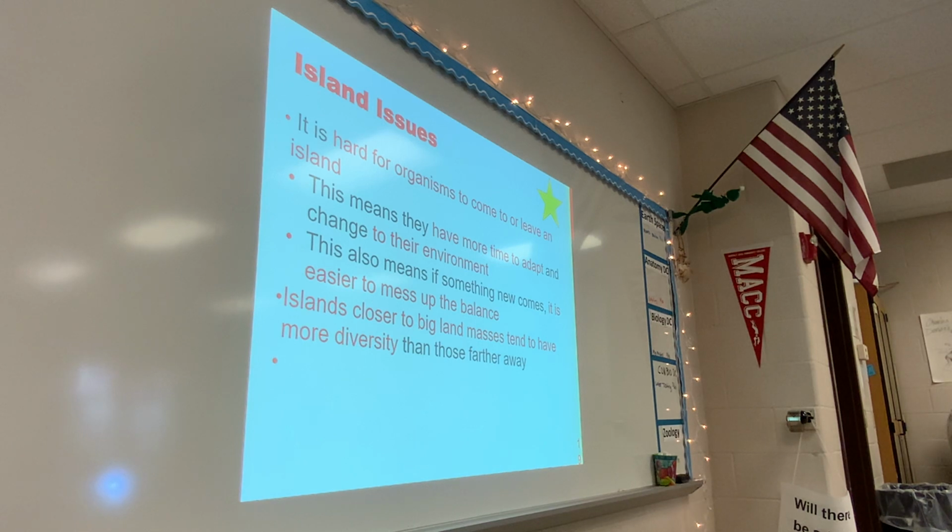Islands that are closer to big land masses tend to have more diversity than others. So think of Madagascar. Yes, it's still an island that's far away from Africa, but it's closer than Hawaii, which is out in the middle of nowhere. So Madagascar is more likely to have species that travel from Africa than Hawaii that's out in the middle of the ocean. So islands that are closer to these large land masses are going to be more likely to have a diversity of species than something that is farther away from a large land mass. And all of these are in Google Classroom.